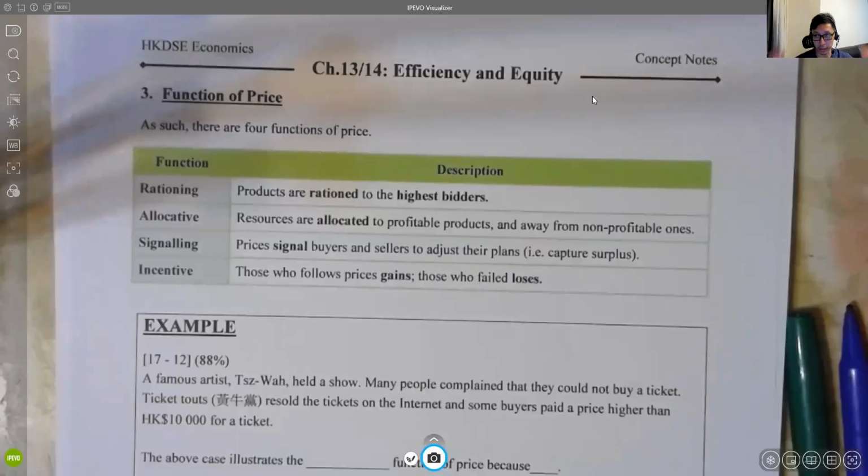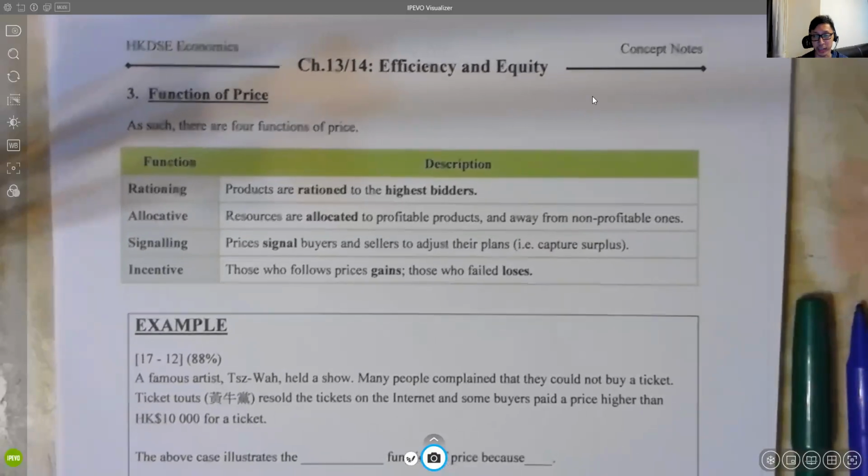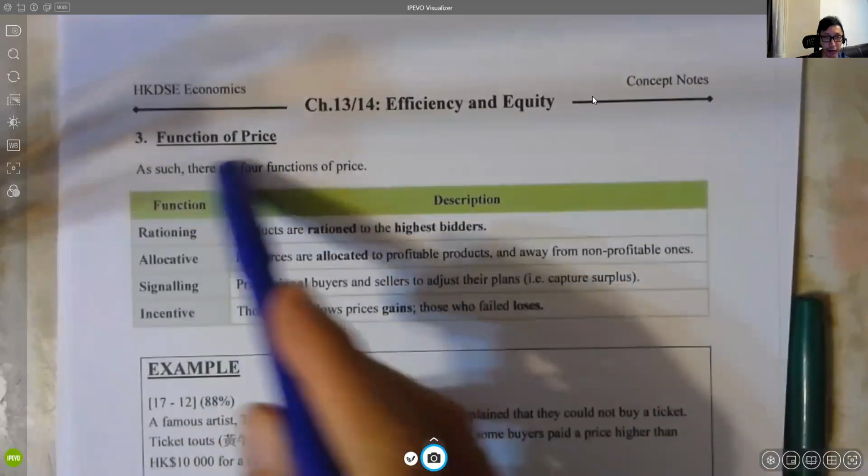Okay, welcome back to part three of our video, which will be the very, very short one, in which this time we are going to talk about the function of price.